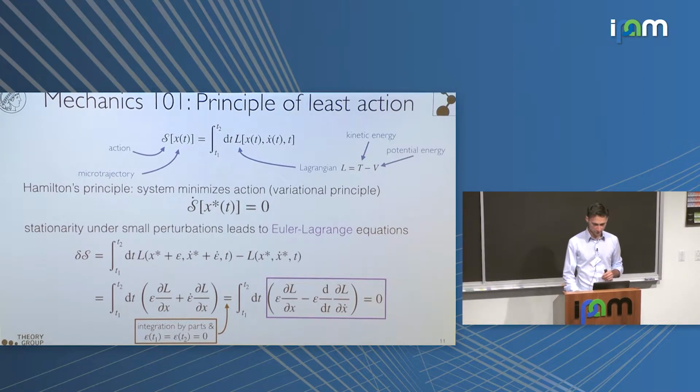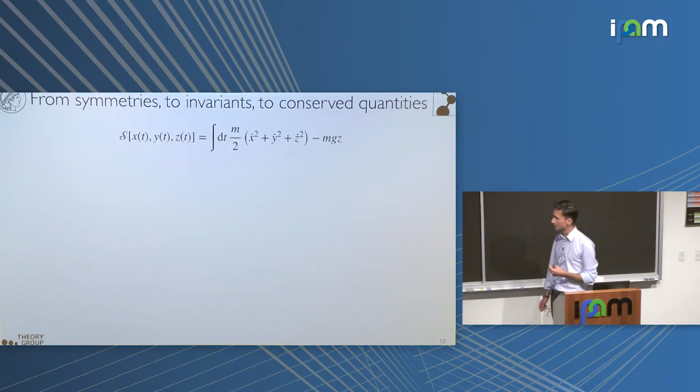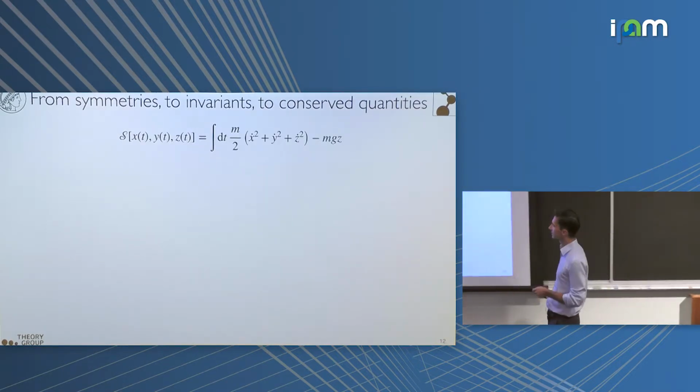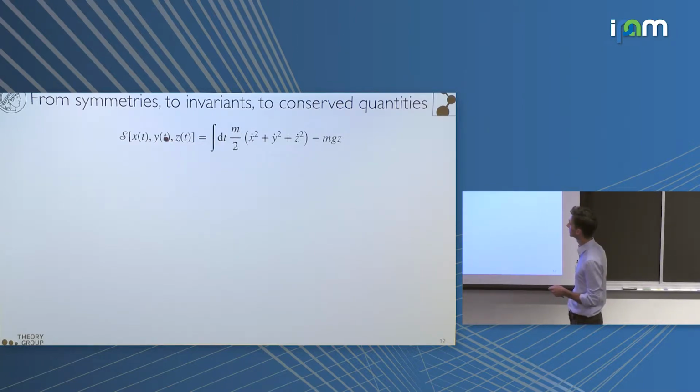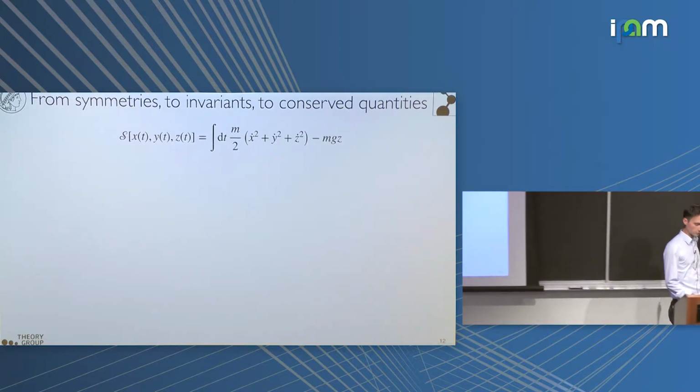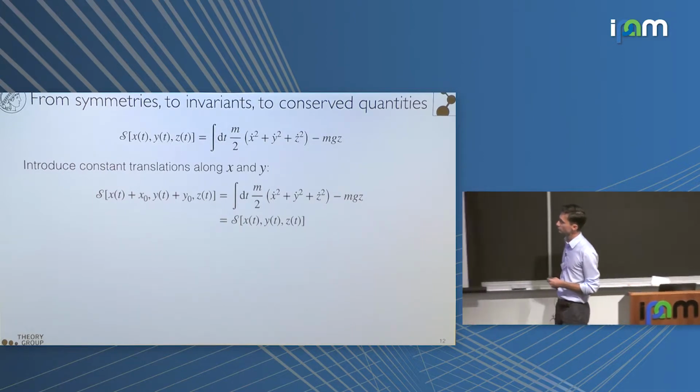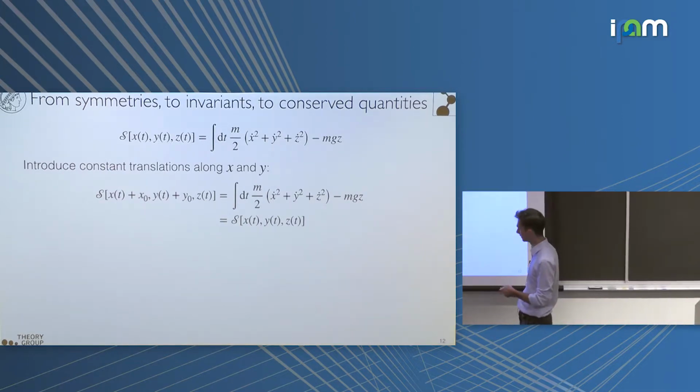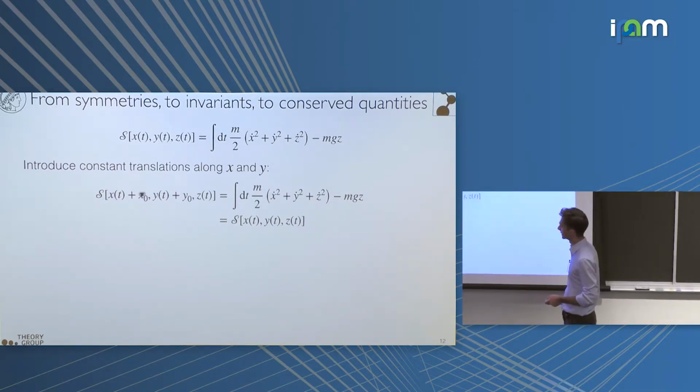All right. So let me just show you what that means for very simple systems. Let's say that now I have x, y, z coordinates, Cartesian coordinates, and so I'm writing the kinetic energy here, and then the potential energy here might be just like gravity, right? And so what I'm going to do now is to introduce a constant translation along x and y. And so here I have xt plus x0, yt plus y0.